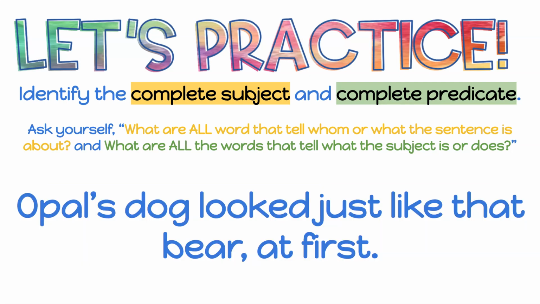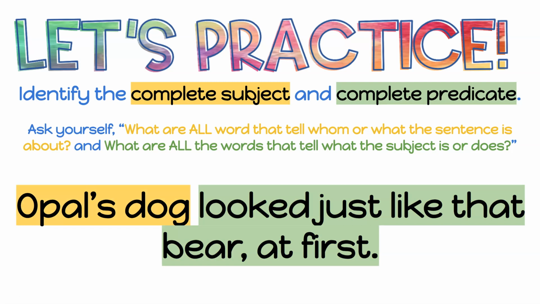Opal's dog looked just like that bear at first. Pause right here. Tell me the complete subject and complete predicate. That's right. The sentence is all about Opal's dog, making it the complete subject, and what it's doing. Looked just like that bear at first, which is the complete predicate.